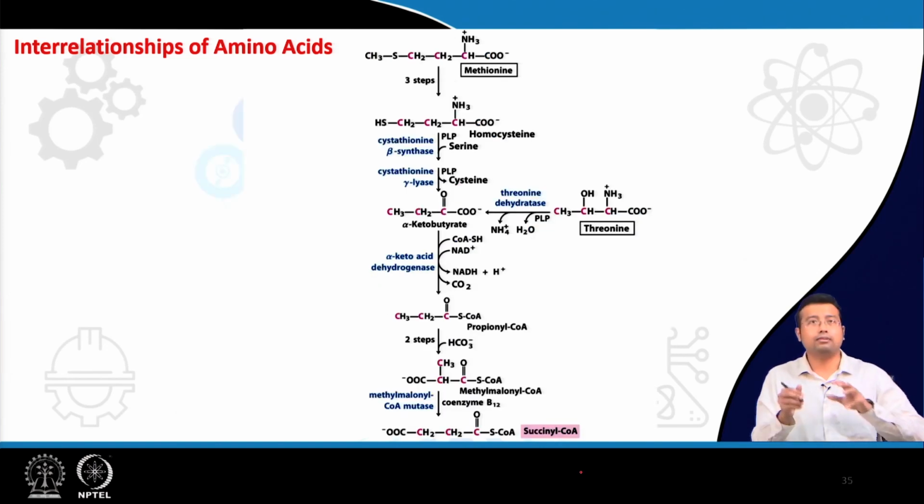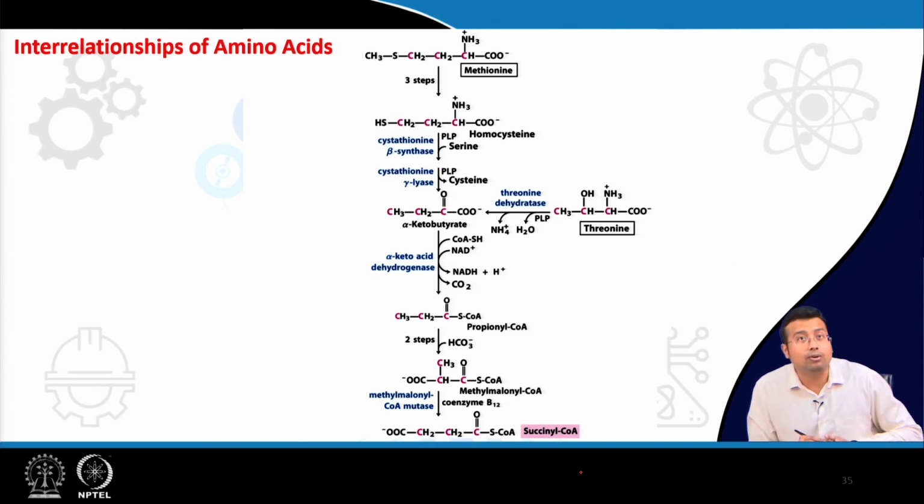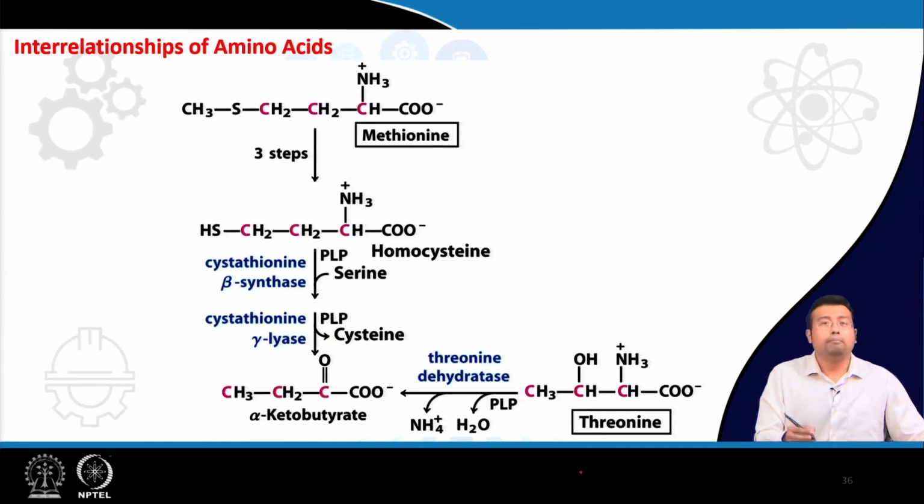Not only that, we can see this is another diagram of how amino acids that have been discussed till now are forming succinyl coenzyme A. So, methionine we already know via homocysteine is converted to alpha ketobutyrate. We already discussed in the first reaction that threonine is also converted to alpha ketobutyrate by losing water and ammonia by the action of a dehydratase enzyme that also needs pyridoxal phosphate as a cofactor.